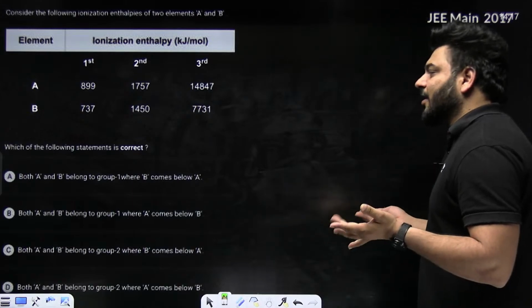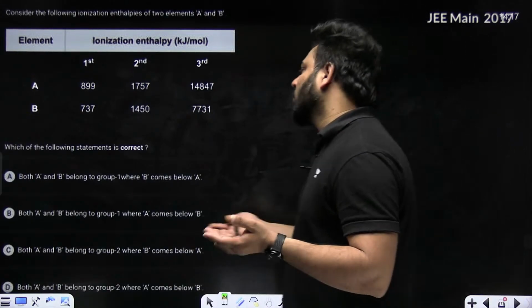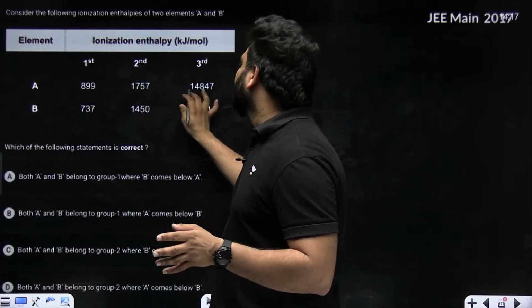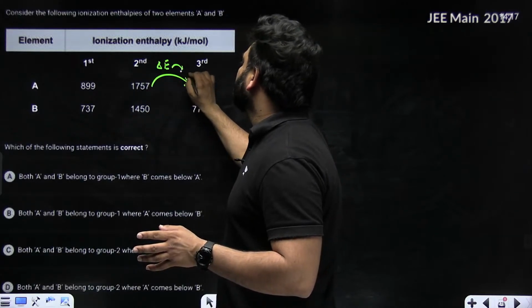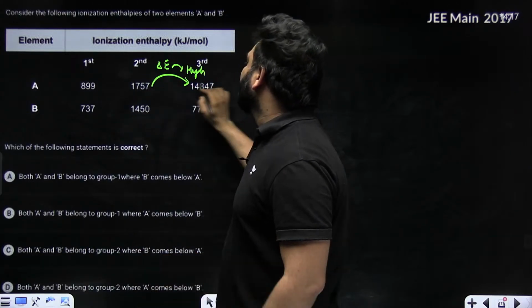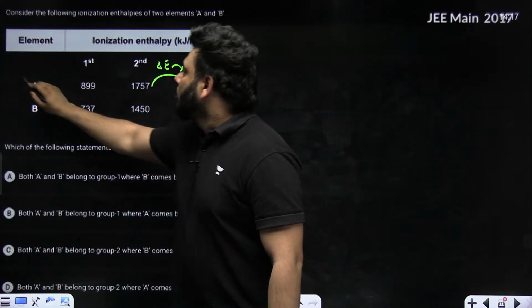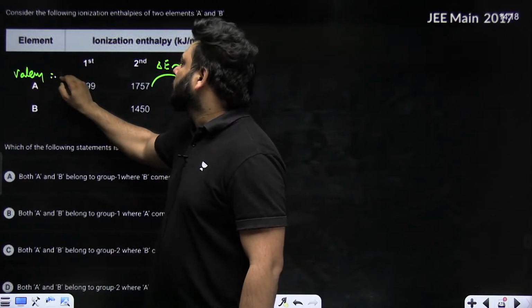Which of the following is correct? A and B belong to group 1, group 3. Okay, I'll do it. See, this is the sudden jump, this is the abrupt jump. Delta E is huge. That means A has a valency of 2.